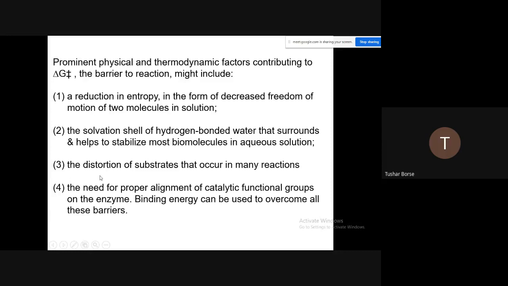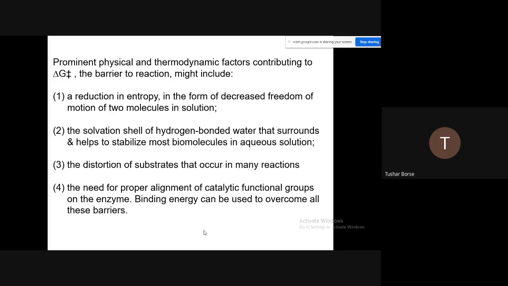The third could be the distortion of the substrate that occurs in many reactions. As I was telling you in the third diagram, we see that the substrate is distorted so that all the possible non-covalent interactions can take place, and that is also responsible for lowering the energy of activation.